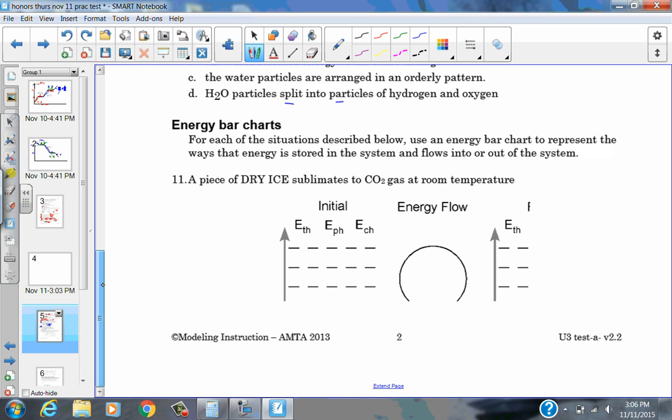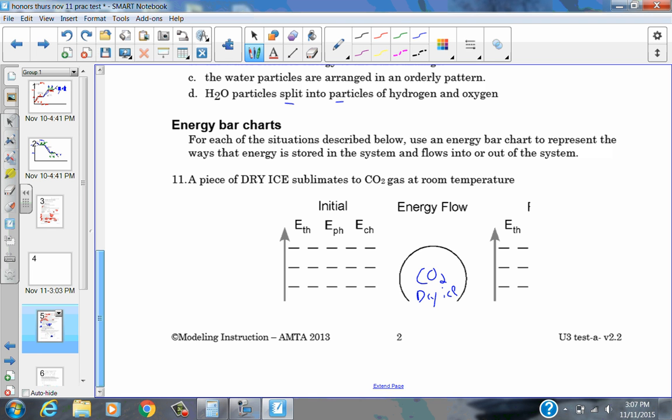Energy bar charts. For each of the situations, use an energy bar chart to represent the ways that energy is stored in the system. Hey, here's our friend, dry ice. Dry ice is made of CO2. If you simply wrote dry ice here, it's because that's the system, the stuff that we're going to be focusing on. Not the counter that it's sitting on or the room that it's in, but the dry ice or the CO2 itself. A piece of dry ice sublimates.